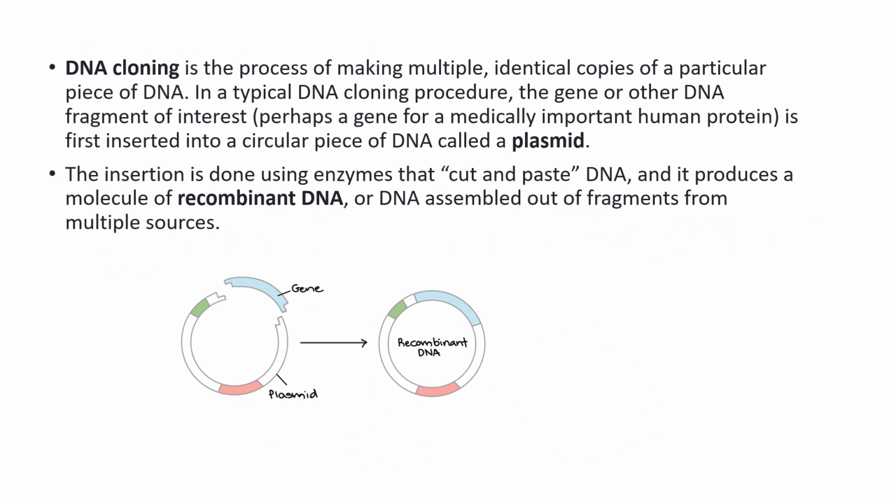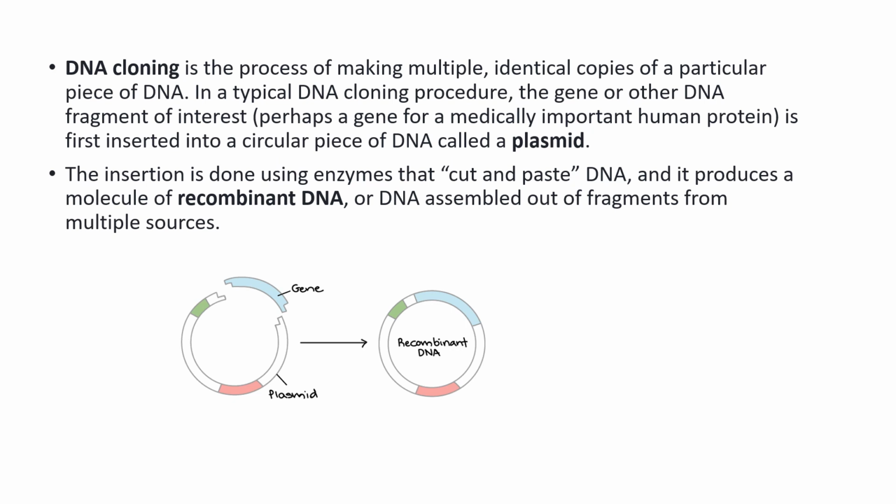Okay, so we're saying DNA cloning is a process of making multiple and identical copies of a particular piece of DNA. In a typical DNA cloning procedure, the gene or other DNA fragment of interest, for example a medically important human protein such as insulin, is first inserted into a circular piece of DNA called a plasmid, as we saw earlier.